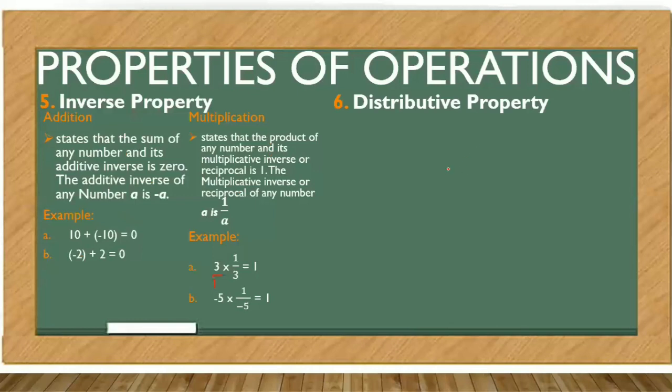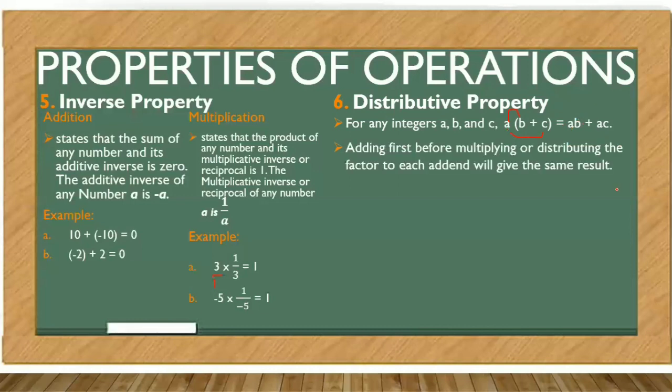Next, distributive property. When we say distributive, ito yung dinidistribute natin. Alright? Example, for any integers A, B, and C, A times B plus C is equals to AB, or A times B plus A times C. It means dinidistribute natin. Si A, minumultiply natin kay B, and then si A, minumultiply din natin kay C. Kaya naging A times B, and then A times C. Alright? Adding pairs before multiplying or distributing the factor to each addend will give the same result. So adding first, kung pinag-add daw muna natin sila and then saka natin sila multiply or distribute, yung ating sagot pa din po will be the same result.